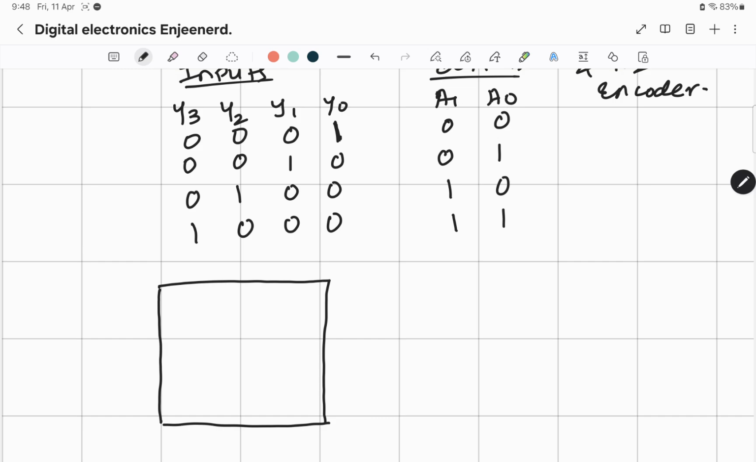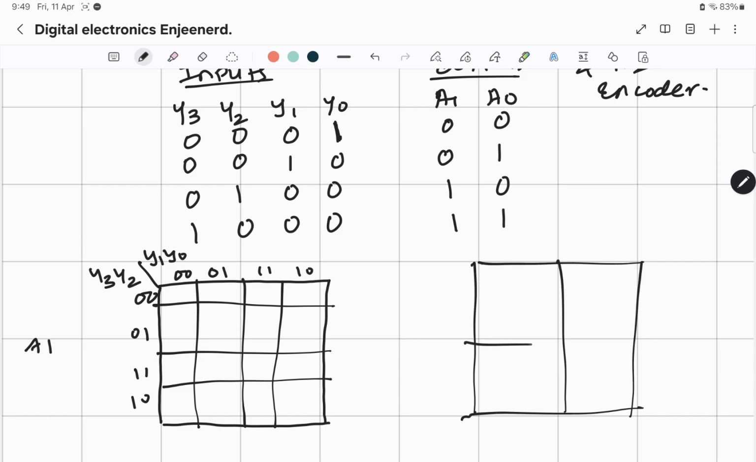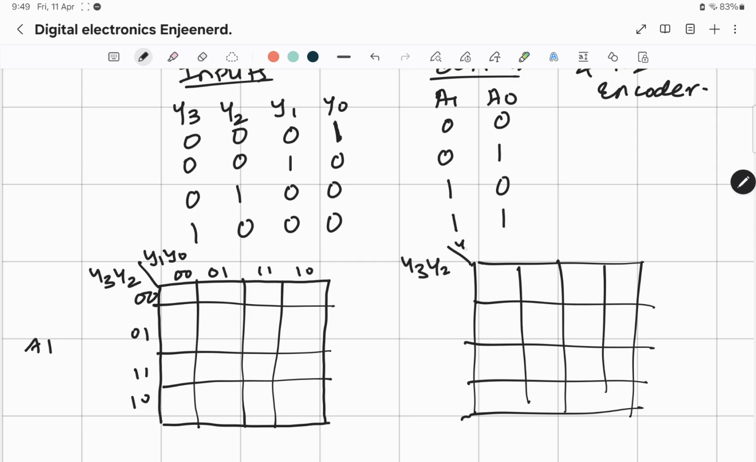How many boxes in the K-map? Since it is 4 variables, I'll have 16 boxes. But then people will say the truth table is not that big to have 16 inputs available. We'll see what to do with that. So this is y3, this is y2, this is y1 and y0. 0 0, 0 1, 1 1, 1 0 on both axes. This is for A1. Similarly, I will make one more here for A0, with y3, y2, y1, y0 and the same 0 0, 0 1, 1 1, 1 0 labels.